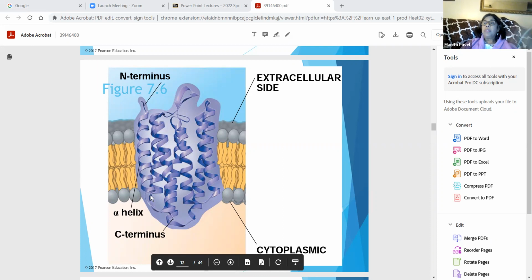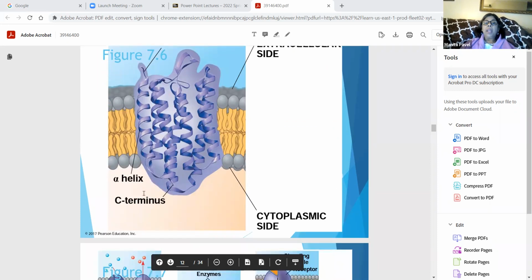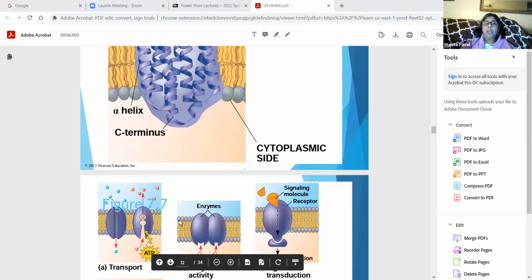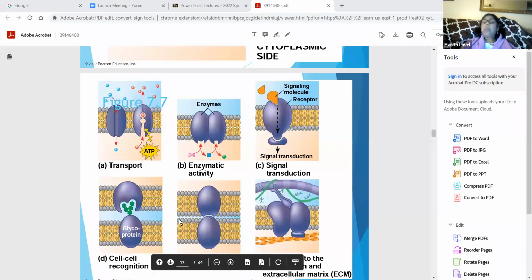And so it had the two sides, the N and the C terminus. And we can clearly see this, the C terminus would be the cytoplasmic side of the molecule. So we're going to see what these membrane proteins' functions are. They're conducting transport. They're transporting substances, but what substances can move across the cell membrane? Small molecules or substances in the form of ions and gases.